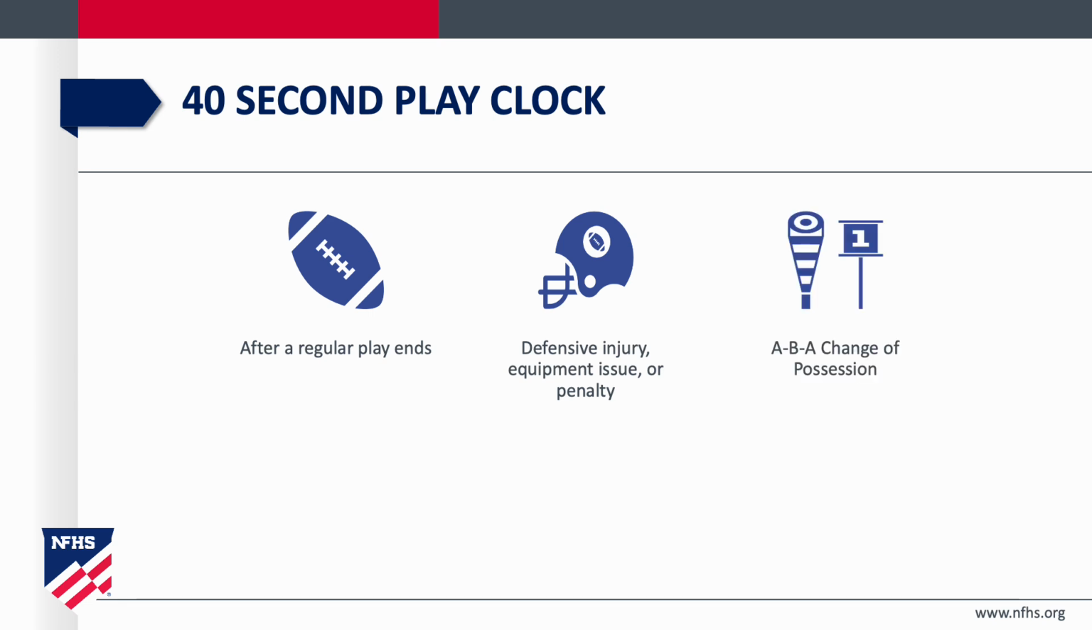Finally, we also use a 40-second clock if we have a change of possession that goes from Team A to Team B and back to Team A. So for example, if Team A throws an interception and during the return Team B fumbles the ball and Team A recovers. In this particular situation, we would have a first down for Team A no matter where the ball is next spotted, and the play clock will start at 40 seconds at the end of the play.